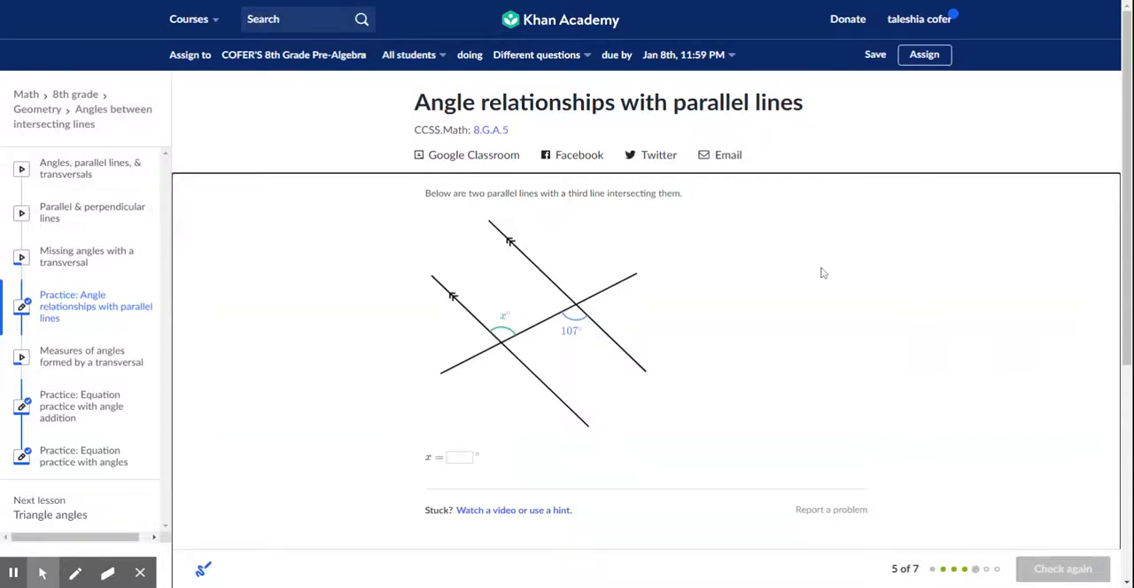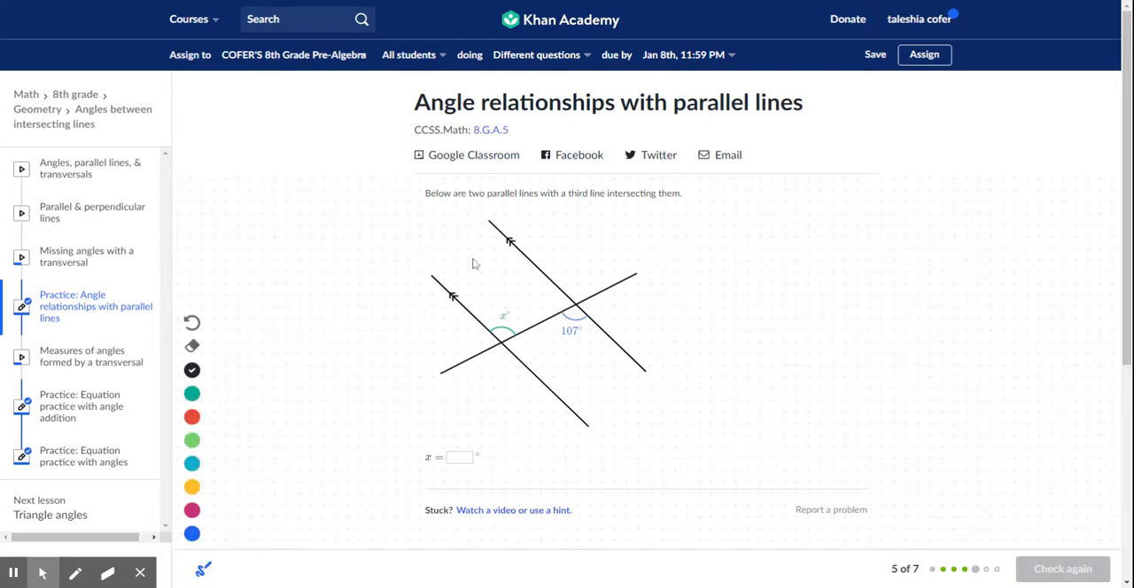Okay, guys, today we are going to deal with angle relationships and parallel lines. Here you can see I have two parallel lines that are broken with a transversal. This is almost exactly the same as this, except they moved it. So I'm going to combine it to make one.